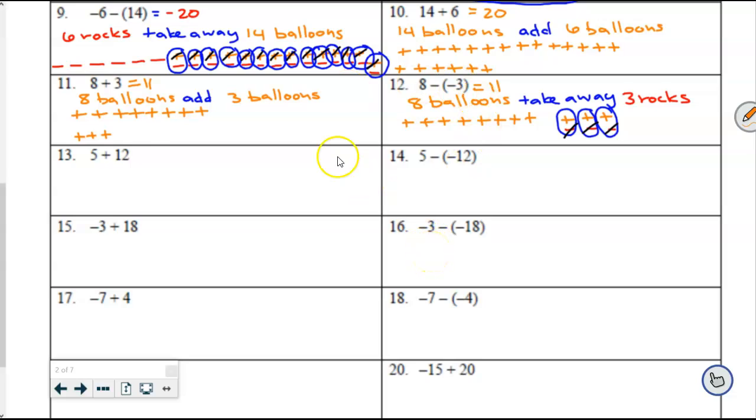Which one do you like better? I'm ready for a vote again. 11 or 12, which one did you like better? Did you like 11 better? Raise your hand if you say yes, that's the one I like. Okay, hands down 12. Who liked number 12 better? Why? I'm curious, you're the only one, so why?